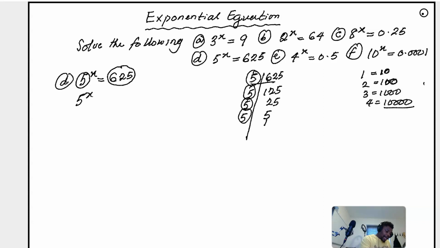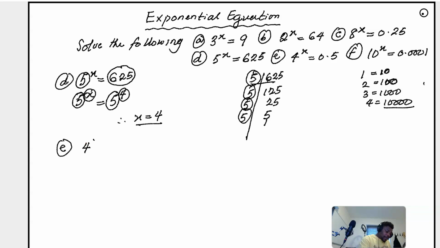So 5 raised by x. So 625 can still be written as 5 raised by 4, as you have seen here. The base on the left hand side is equal to the base on the right hand side. That means the power is equal. So therefore, x is equal to 4. Easy. Now let's go to E.